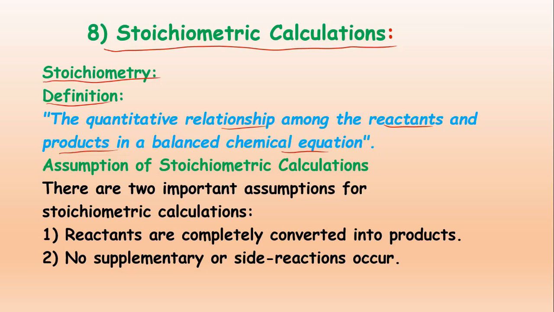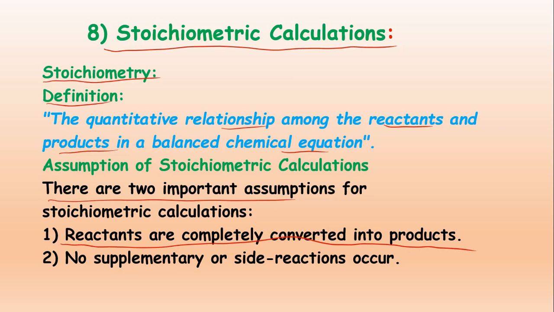So there are some important points, assumptions of stoichiometric calculation, which are mandatory and very important to understand. First of all, we have to understand these main assumptions, then we will be able to calculate the stoichiometric relationships. There are two important assumptions for stoichiometric calculation. Number one, reactants are completely converted into products.